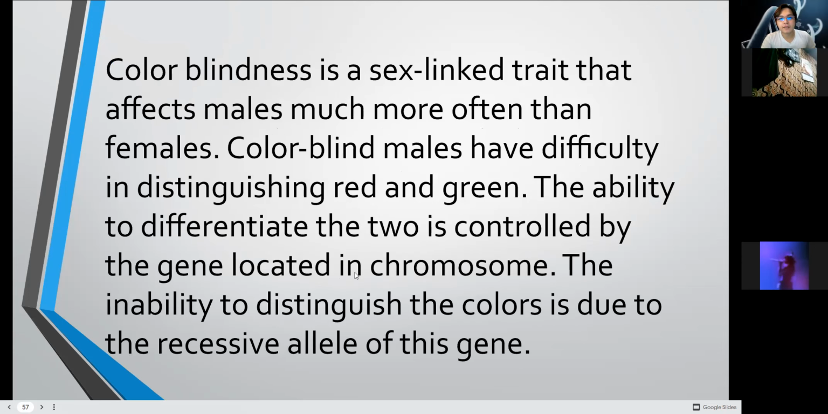Colorblindness is also a sex-linked trait that affects males much more often than females, because this is linked to the X chromosome. Males with colorblindness have difficulty distinguishing red and green. The ability to differentiate the two is controlled by a gene located on the chromosome. The inability to distinguish colors is due to the recessive allele of this gene.